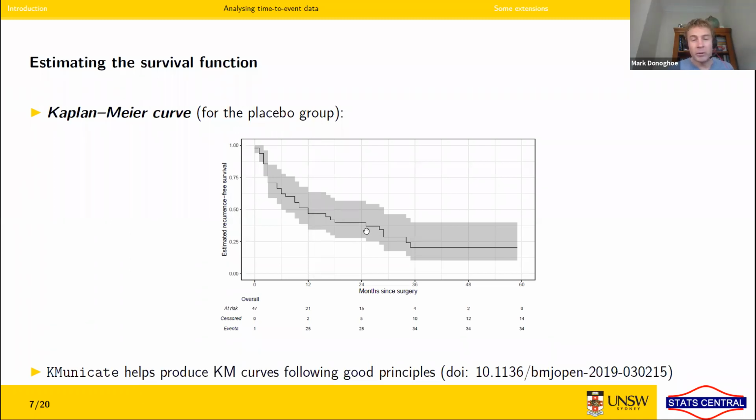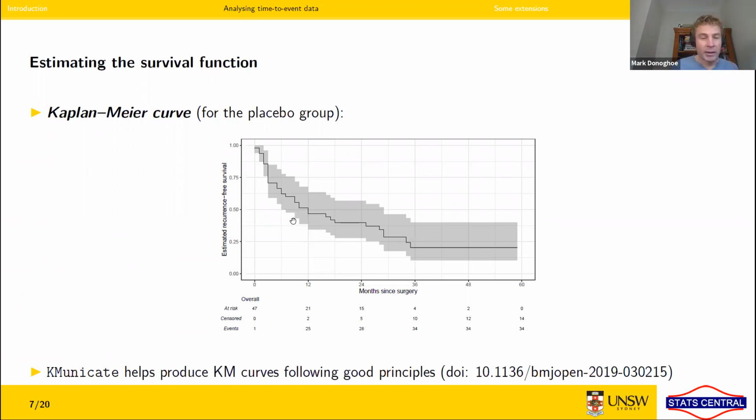Alternatively, we can also try to find the time at which a certain proportion of individuals have had an event. Most commonly, you'll probably see the median survival time or the median time to event. That's the time at which half the people have had an event, and the other half are still event-free. In this case, we would go to 50% on the y-axis and go across, and we can see that the median time to recurrence is actually exactly 12 months in our data set.